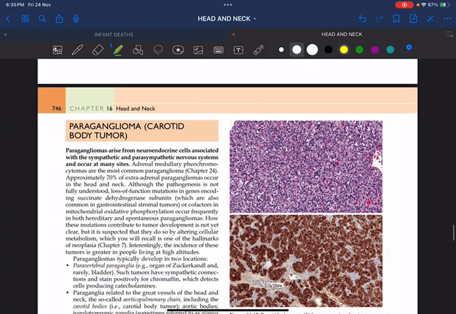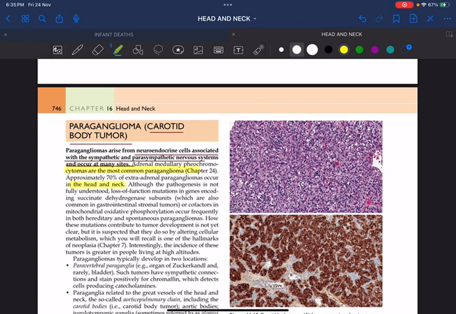Coming to paraganglioma, also called carotid body tumor. They arise from neuroendocrine cells of the sympathetic and parasympathetic system. The most common paraganglioma is called pheochromocytoma. And of the rest, the extra-adrenal paragangliomas, the most common site is the head and neck.